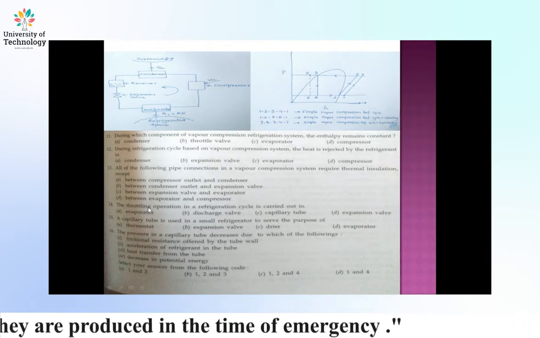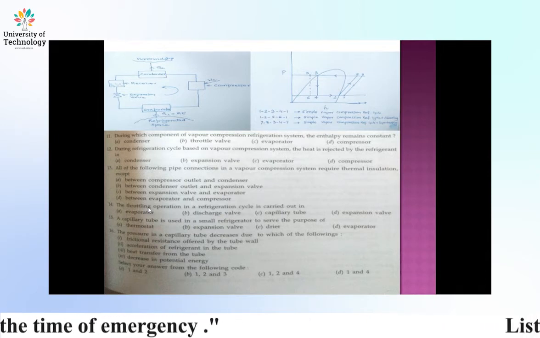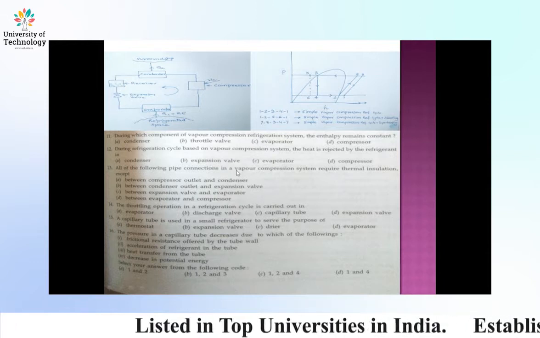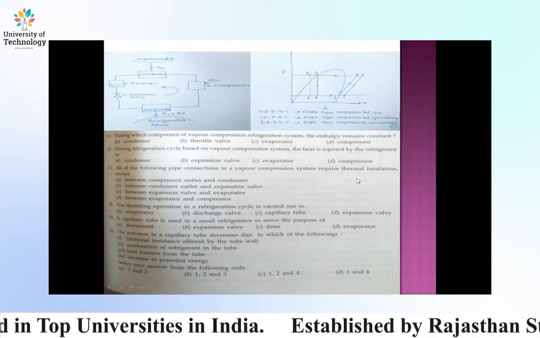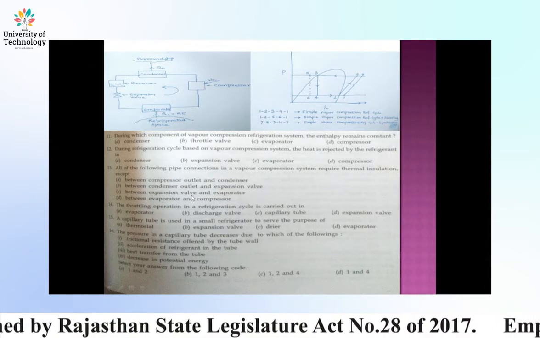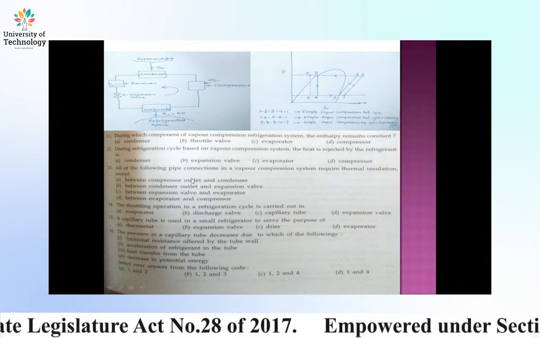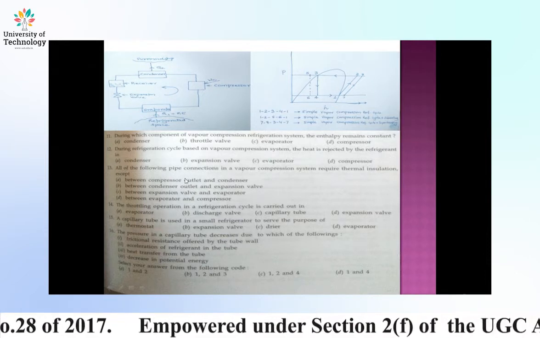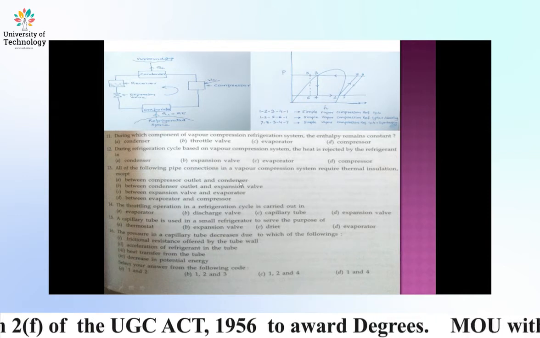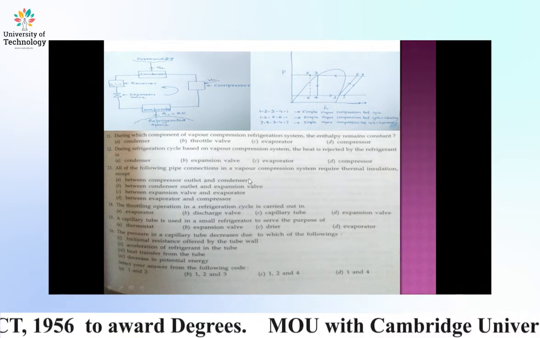Look at this question again. All of the following pipe connections in vapor compression system require thermal insulation except. In these three cases, we require thermal insulation. And in this case, the pipe connected between compressor outlet and condenser, we do not require any insulation, because a proper interaction is required between system and surrounding.